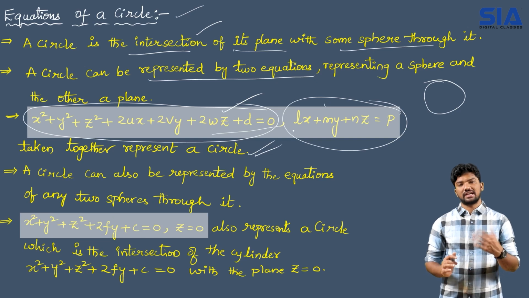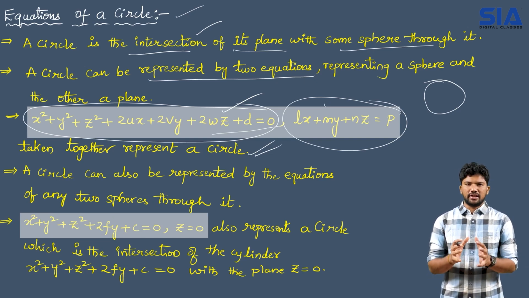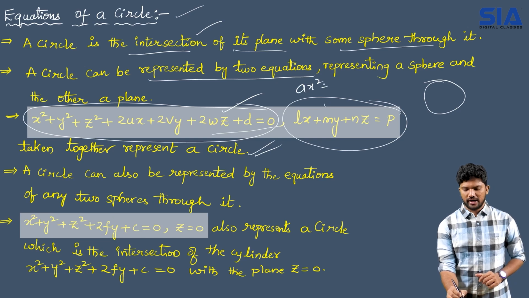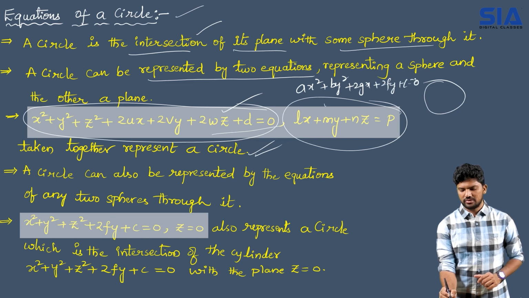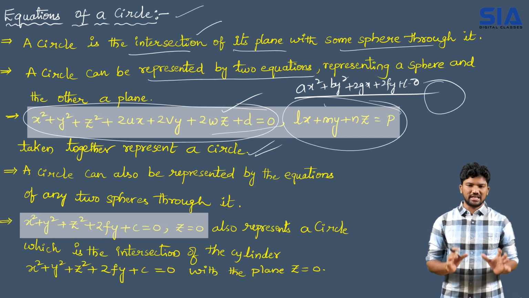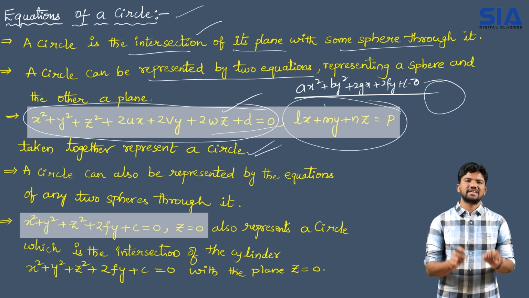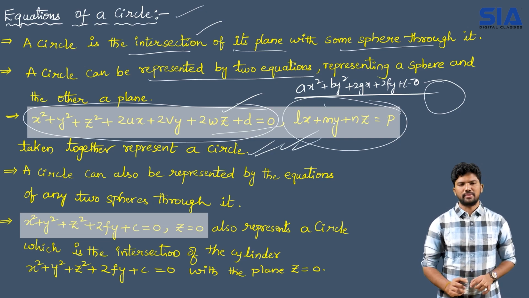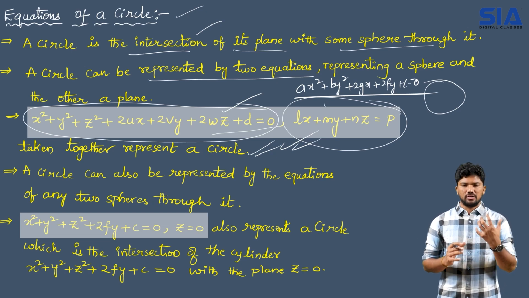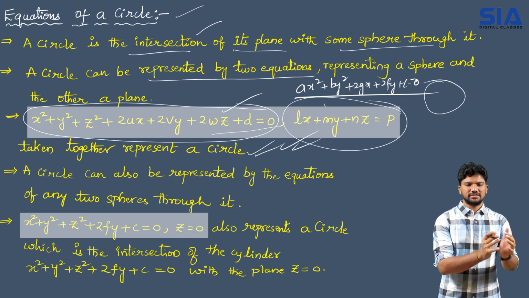The general circle equation is different. In intermediate level, we studied the general circle equation as ax square plus by square plus 2gx plus 2fy plus c is equal to 0. Now the general circle equation in a sphere is in this format. You have to remember it is taken together with the plane and the sphere.